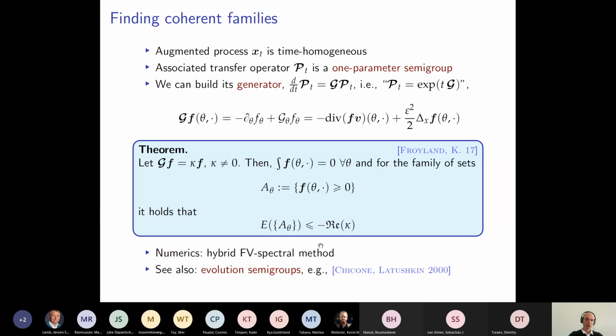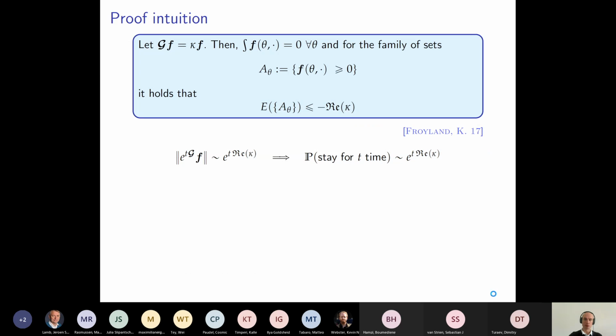I will not get too much into the details of numerics. I just say it's a hybrid finite volume spectral discretization scheme, which we are using here. It works fairly well. We can talk about it later if you wish. I should point out that this has some connections to evolution semigroups, which is also a very nice theory. It has very strong connections to it. See, for instance, works by Chicone and Latushkin. They wrote a whole book on it.